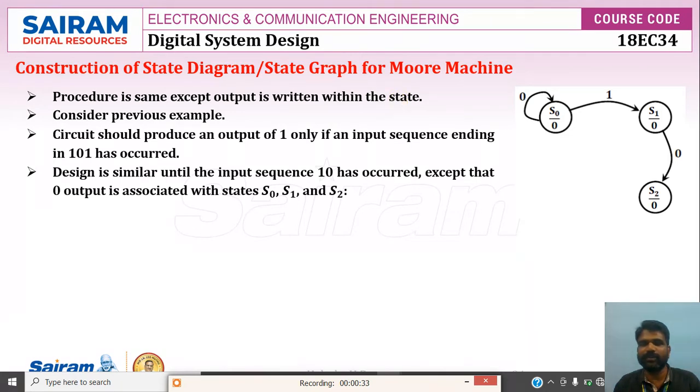Compared to the Moore model and Mealy model, in the Mealy model, outputs are represented on the arc, that is, the directed branch, but here outputs are represented within the state. We'll consider the same example, that is, the circuit should produce an output 1 only if an input sequence ends with 101. The design is similar until 101 has occurred, except that output 0 is associated with the state. This is the part of the state diagram. I'll explain one by one.